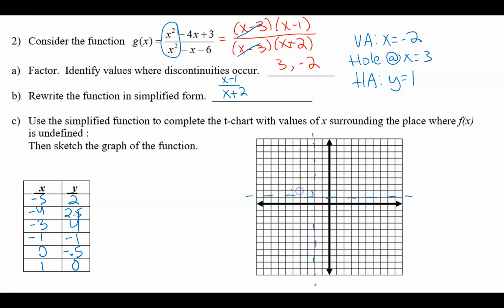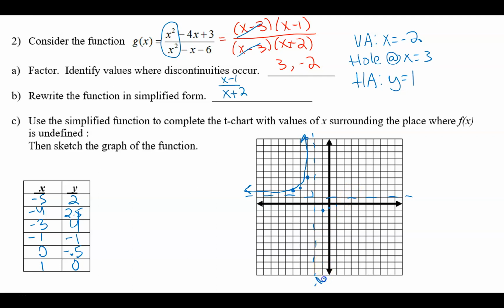I put these in the wrong ones. There we go. -3 and 4. -1, -1. We're down here. 0.5, so we're getting really close. So I have a curve going this direction, and I have a curve over here.